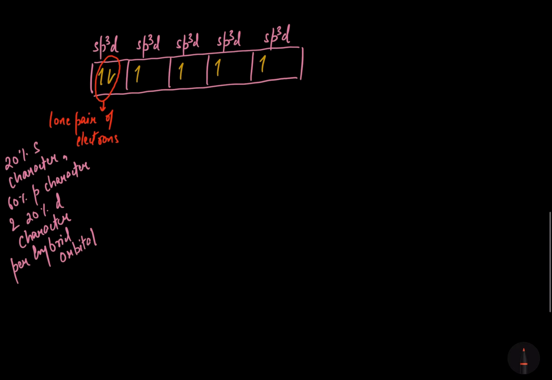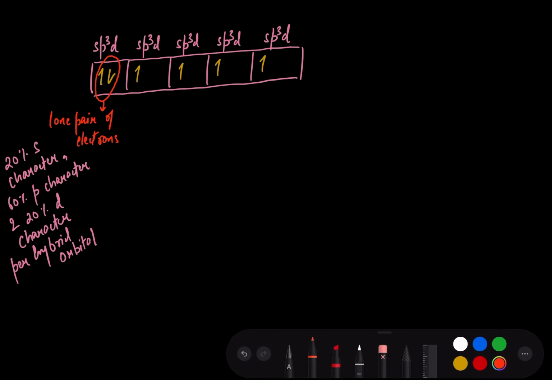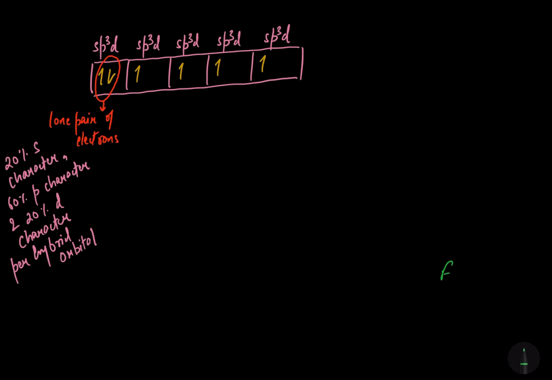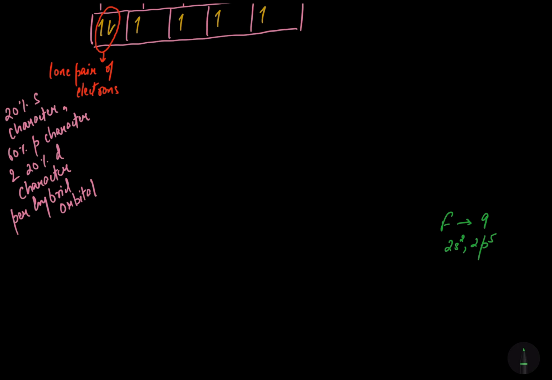Now let's talk about the fluorine. What's the atomic number of fluorine? That's 9. Its configuration will be 2s2, 2p5. Let's make the orbital diagram for the 2p. In case of the p subshell, we are always having 3 degenerate orbitals. Let's fill the 5 electrons over here. 1, 2, 3, 4, 5. So we got the 2p5.